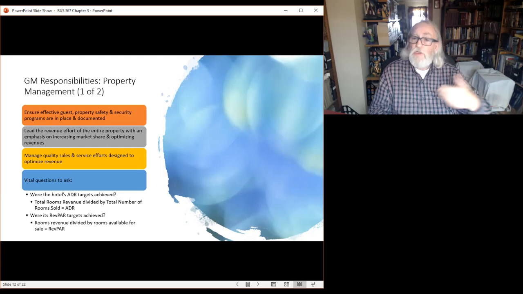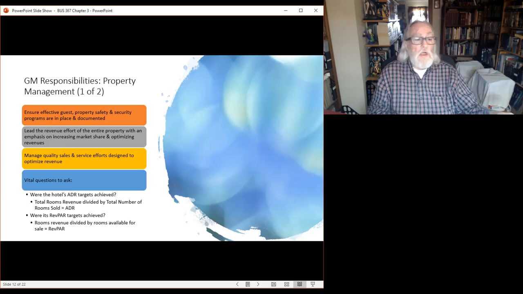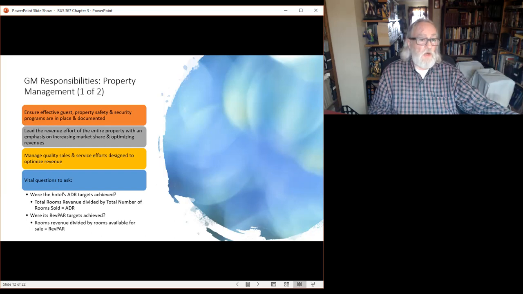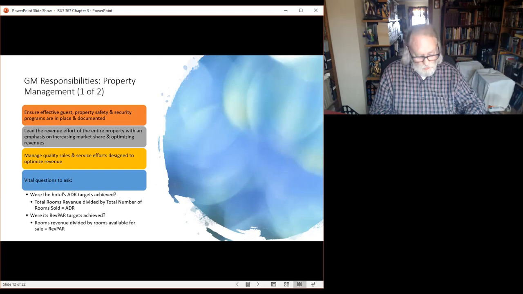And then your RevPAR achievements are another way to find out, am I managing the property successfully or not? RevPAR is room revenue divided by the rooms available. So how much revenue did we take in divided by how many rooms were available? That is different from revenue divided by the number of rooms sold. Rooms available is not the same number as rooms sold. These are two basic measures of hotel performance, and they are important in the industry, tracked all the time by hotel managers.